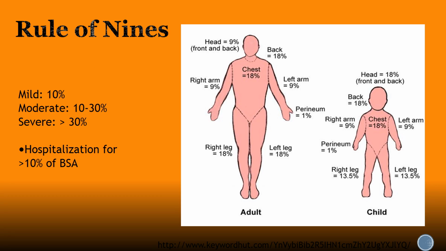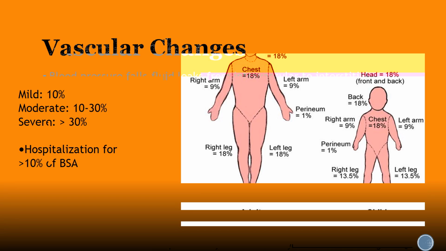And you notice on a child or infant, the head is 18% because it's a comparison of the body surface area compared to 9% on the adult. Let's see, arms are 9%. Perineum on the child is added in. The legs are smaller, the head is bigger. Just put some parameters out here just for your information.